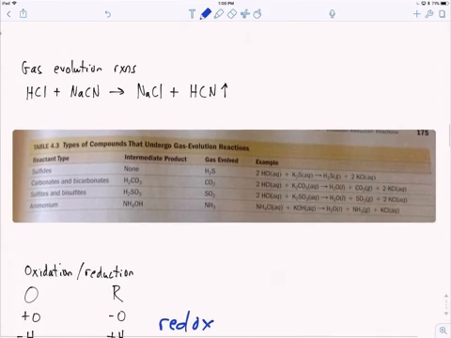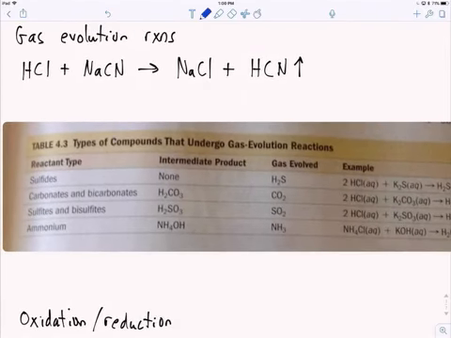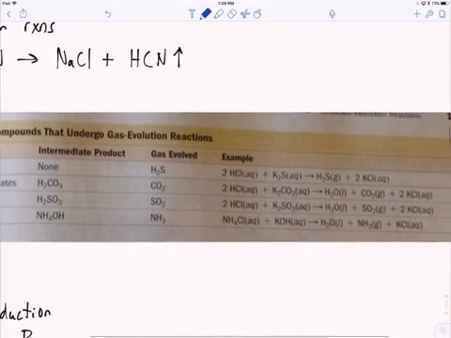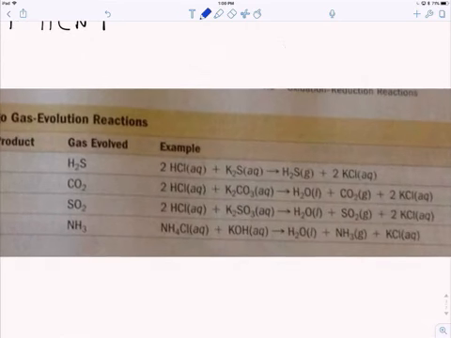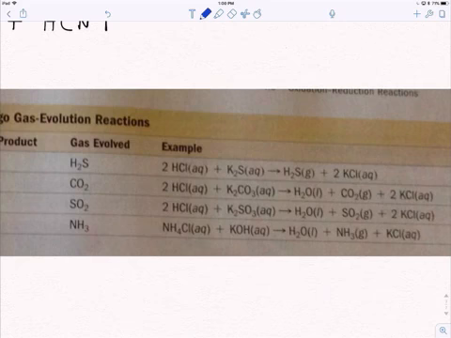Okay, so here are some common gas evolution reactions. Sulfides: if you mix acids and sulfides, what's formed is H2S, hydrogen sulfide. Hydrogen sulfide smells really bad, like rotten eggs. We're about to learn about oxidation states. We as humans can smell sulfur in the -2 state down in parts per trillion. We are really good at smelling sulfur.